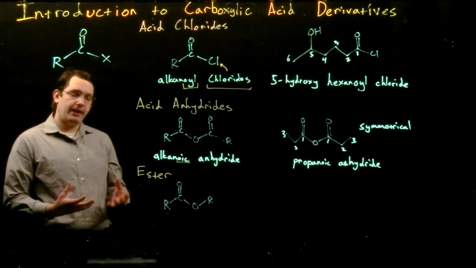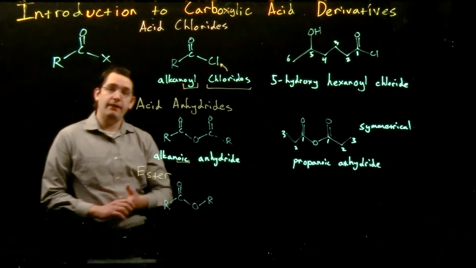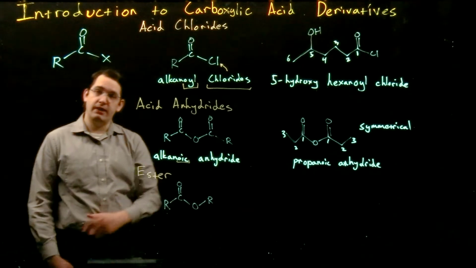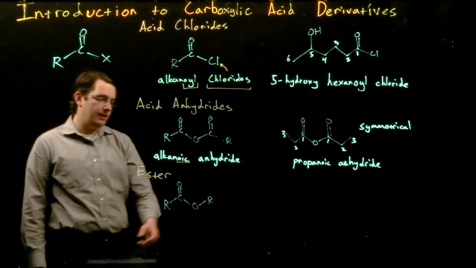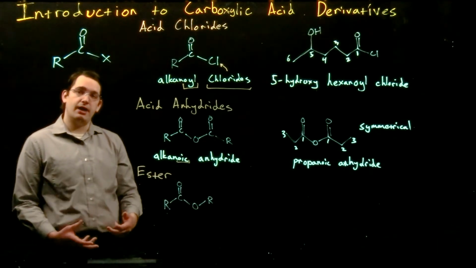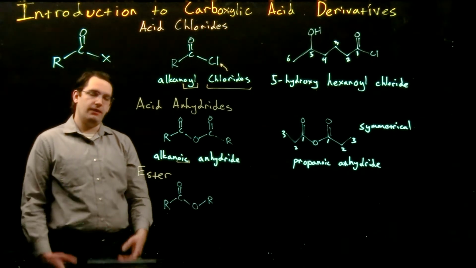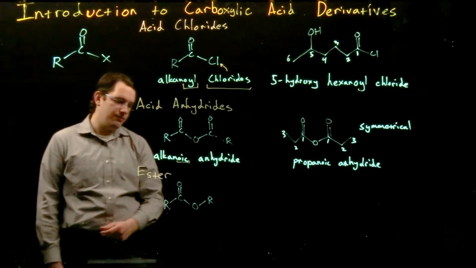Our third carboxylic acid derivative is, of course, the ester that we saw in our previous video. Again, esters, of course, still have that oxygen of our carboxylic acid, but they have a carbon chain attached to that oxygen, similar to our ethers, whereas our carboxylic acid would just have the hydroxy group there.